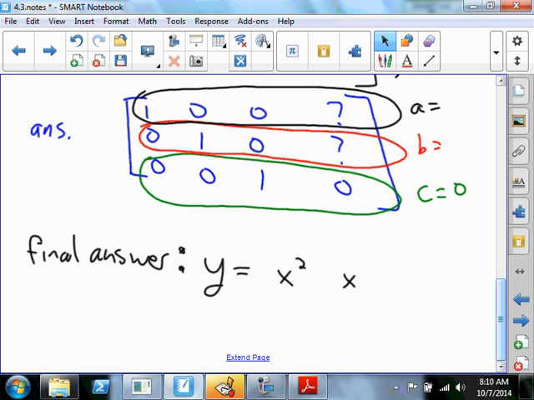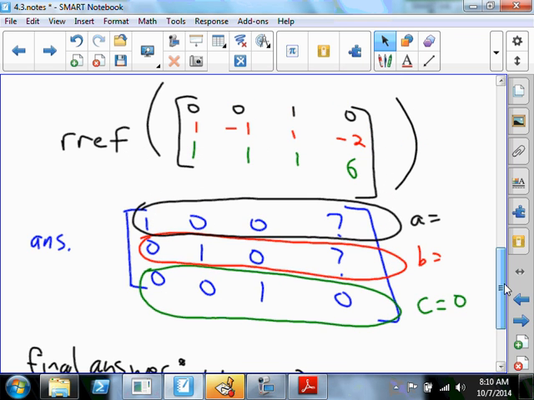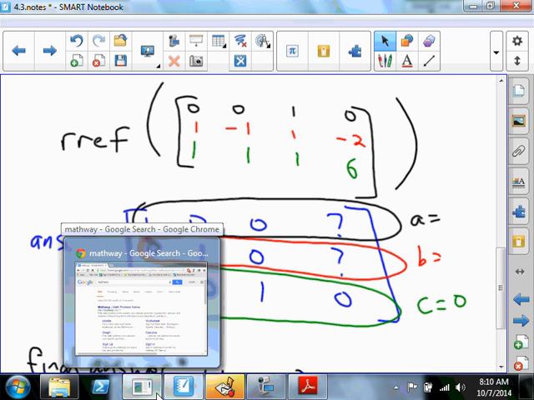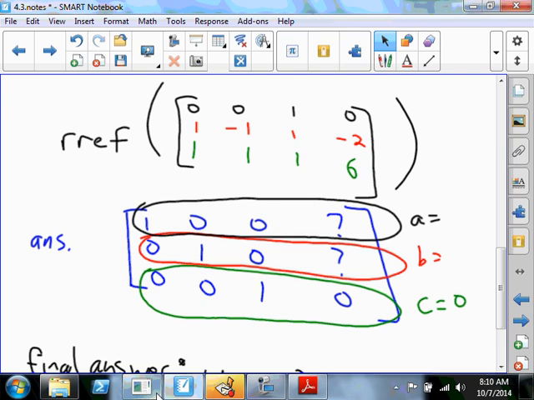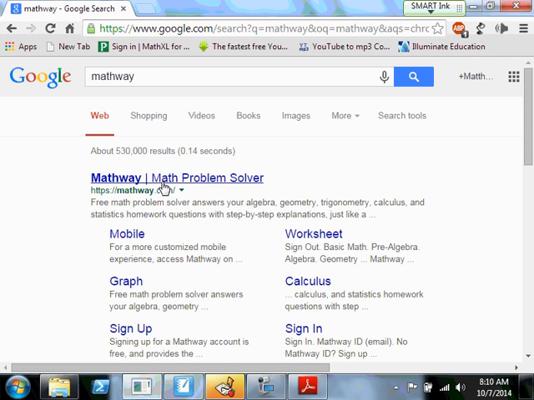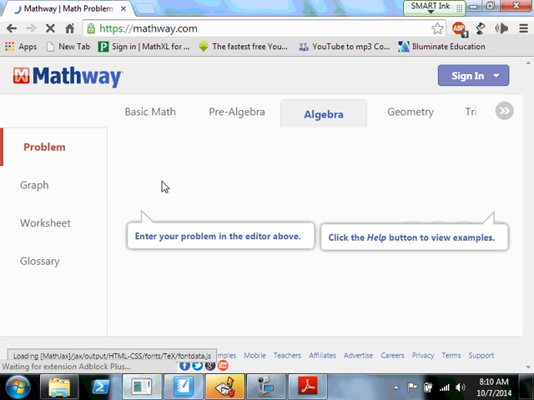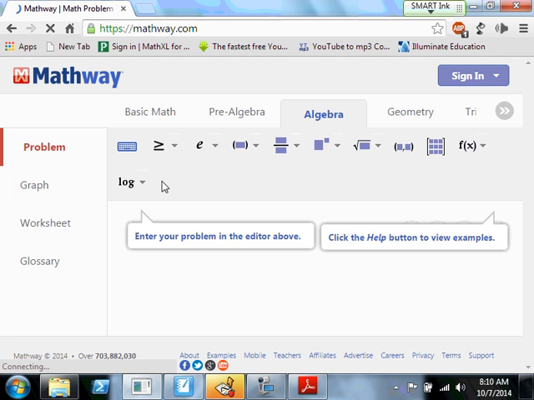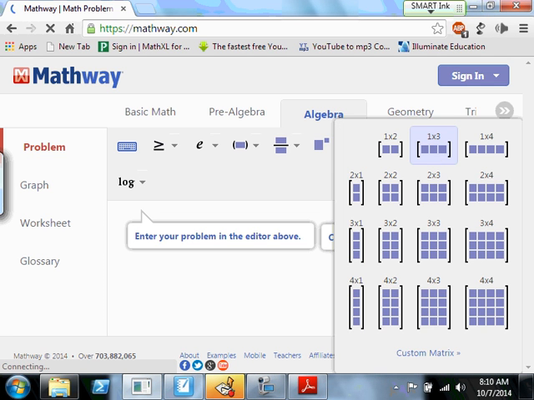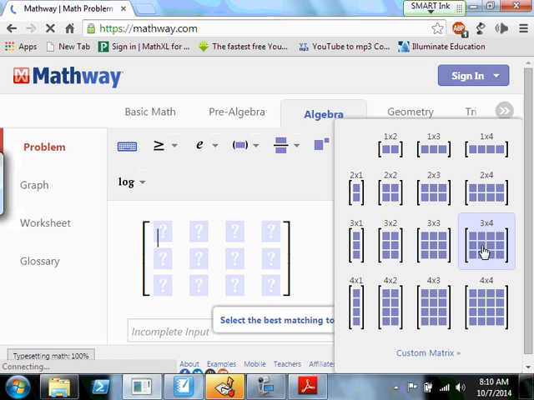So let's go to Mathway. Hopefully somebody wrote down that last matrix. I don't know if I can remember it all, so hopefully if I forget any of it, I'll get a little help here. So I'm going to Mathway. I need to put in a matrix. I'm clicking the matrix template. It's a 3 by 4.